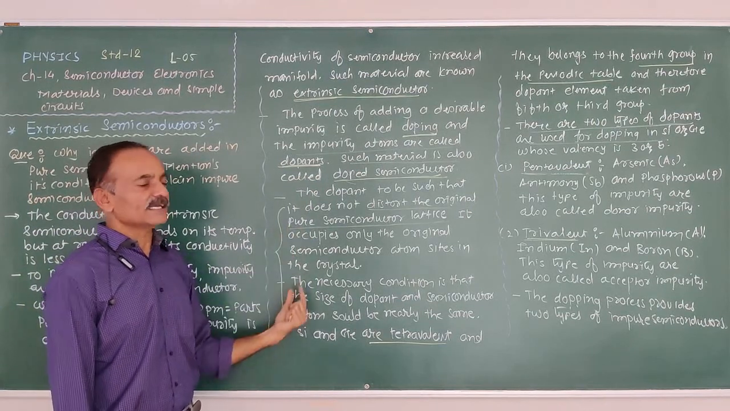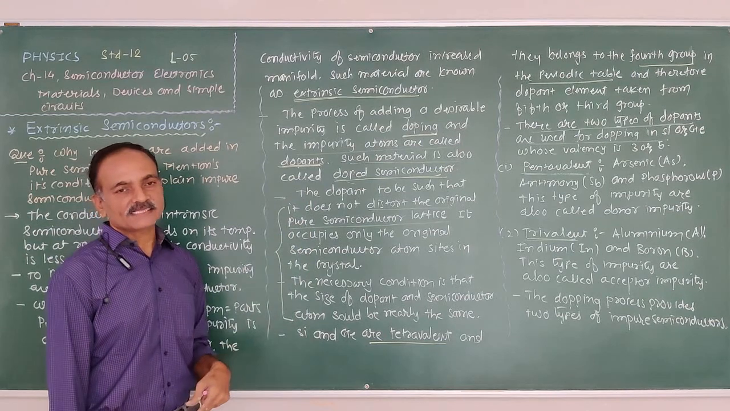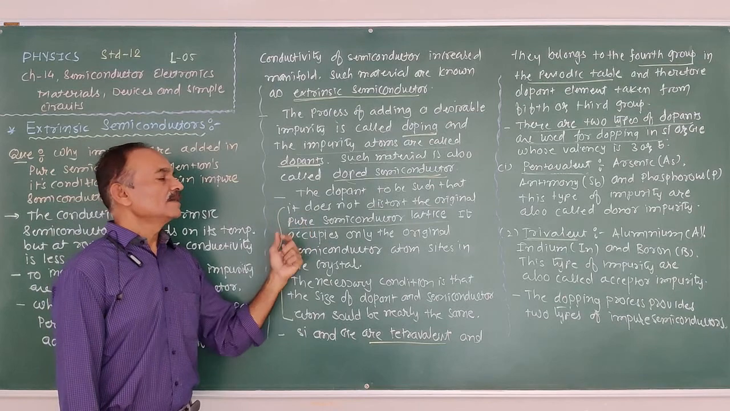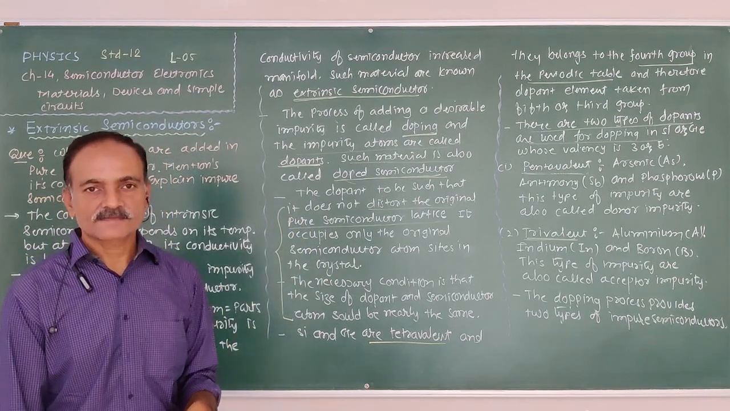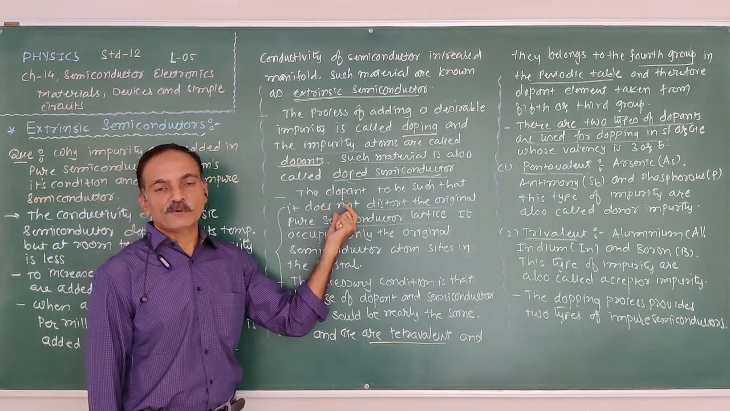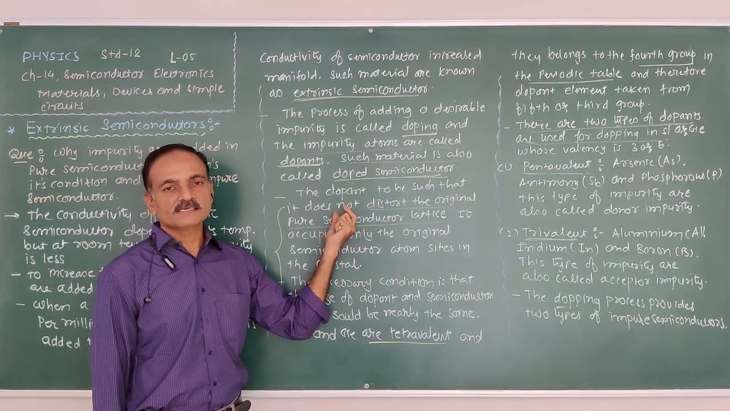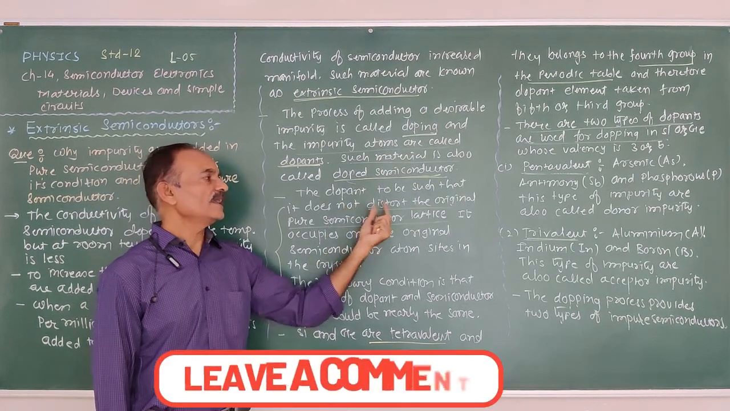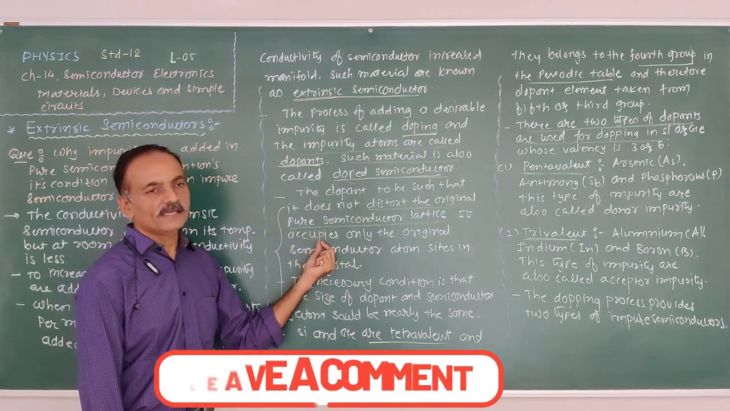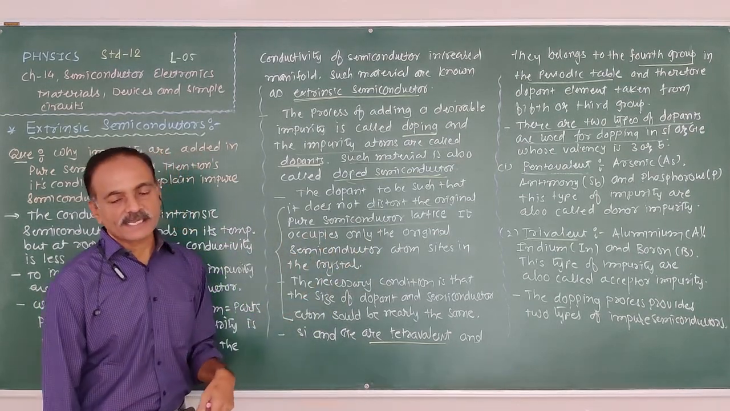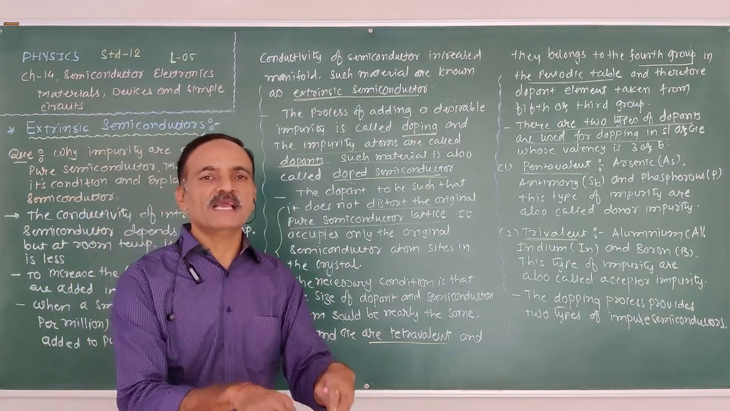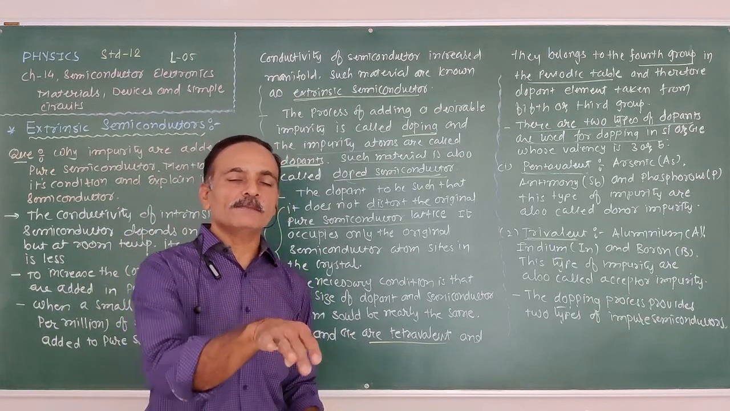Here the condition is that the dopant must be such that it does not distort the original pure semiconductor lattice. That means whatever dopant is added in the pure semiconductor, it cannot distort the lattice of the pure semiconductor. It only occupies the original semiconductor atom sites in the crystal. It can only occupy the space at the position of the original pure semiconductor atom.